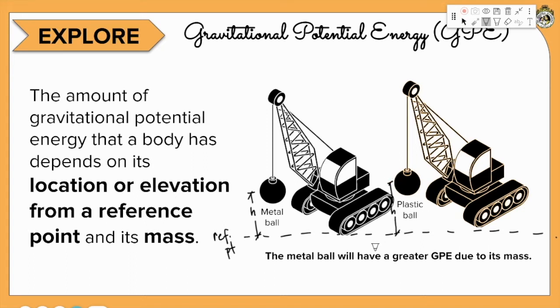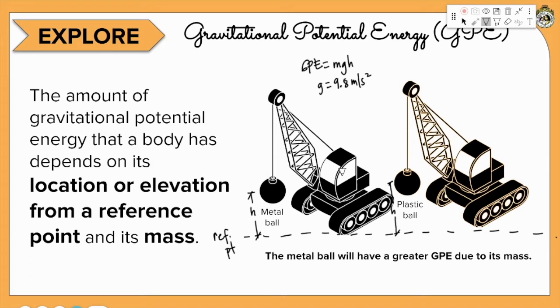So now let's compare their gravitational potential energy. If you recall the formula for gravitational potential energy, it's mass times gravity times h, like h, not 8. And g is always equal to 9.8 meters per second squared. Always, we don't change the value. Just by looking at this formula, we would be able to predict that the metal ball would have a greater gravitational potential energy because it has a much greater mass compared to the plastic ball. So what does this mean?